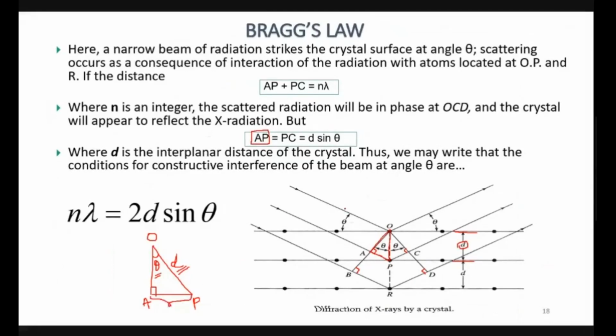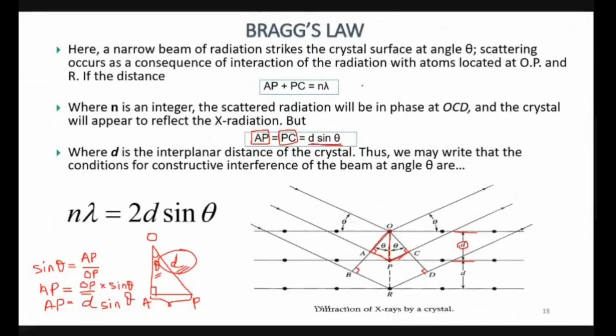Now in this case, what is sine theta? Sine theta will be AP divided by OP. So AP will be OP multiplied by sine theta. But OP is nothing but d. So AP is equal to d sine theta. I hope you understood it. Similarly, we can prove for PC. For PC also, we can prove that it is nothing but d sine theta.